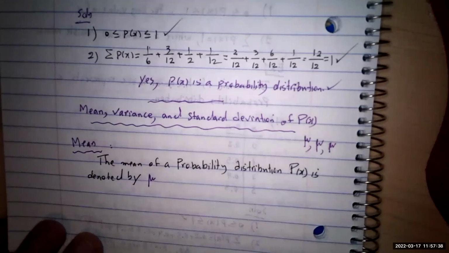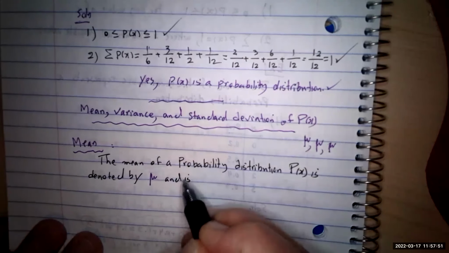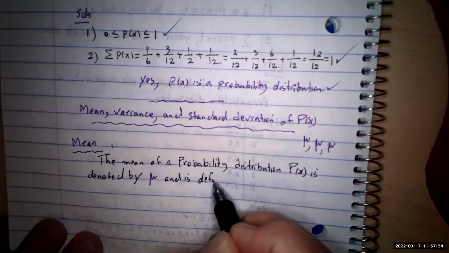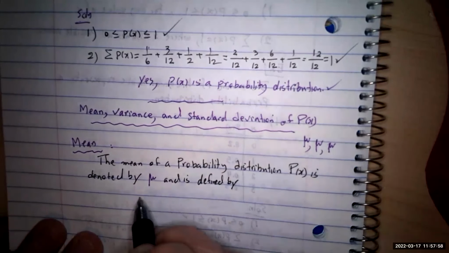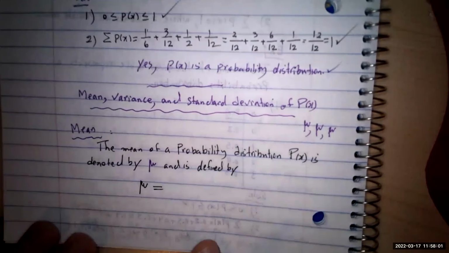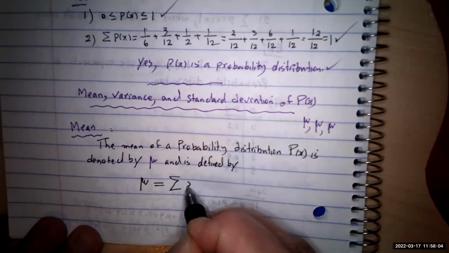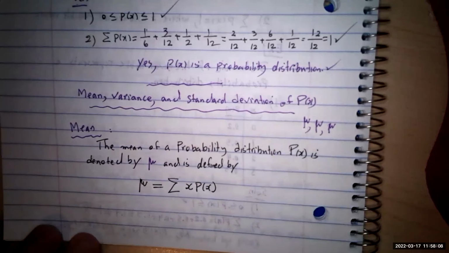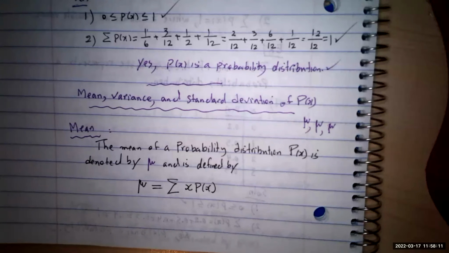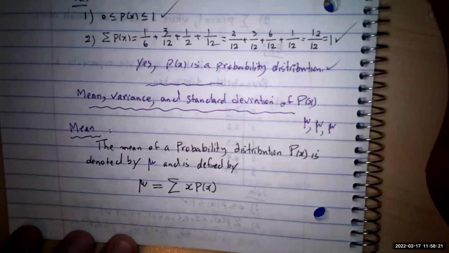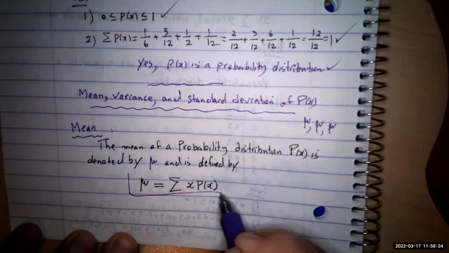This is the way I write it down. So the mean of the probability distribution P of X is denoted by mu and is going to be defined or calculated by this formula. You see, mu is equal to sigma of x times P of x. So remember that table that we have, x and P of x. We multiply all the possible x's and the P of x together, and then we add. That gives you the mean.